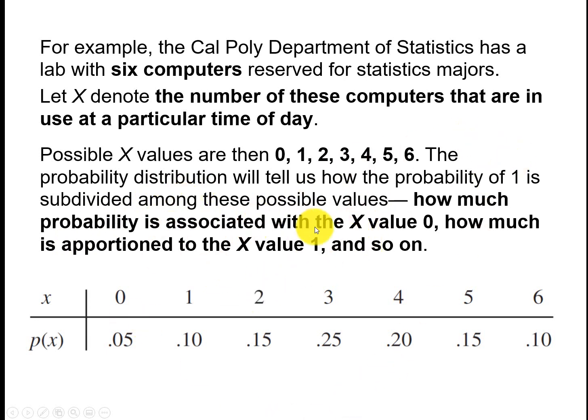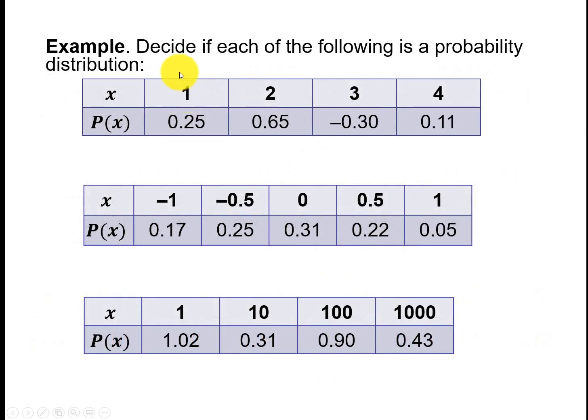So how much probability is associated with X value 0? When X equals 0, it is 5%. When X equals 1, so the number of computers that are in use, it is 10%. And then when there are 2 computers in use, that's about 15% of the time, and so on. You can see how you can read that.